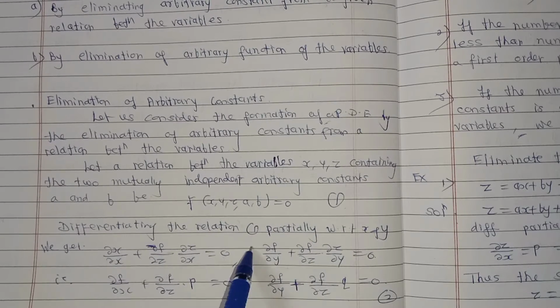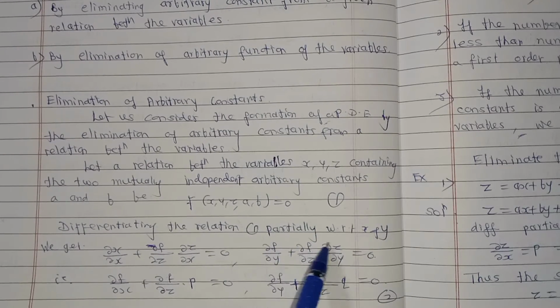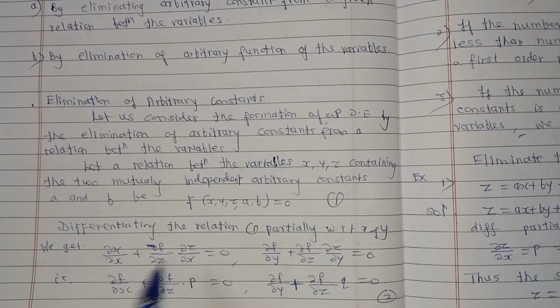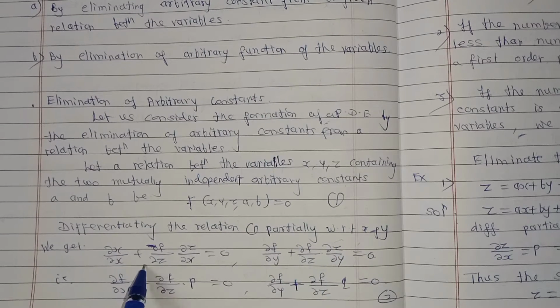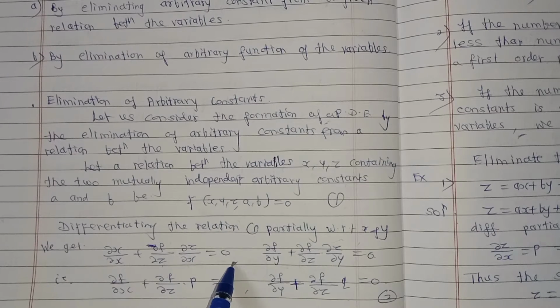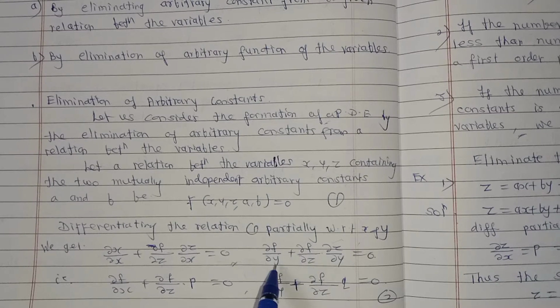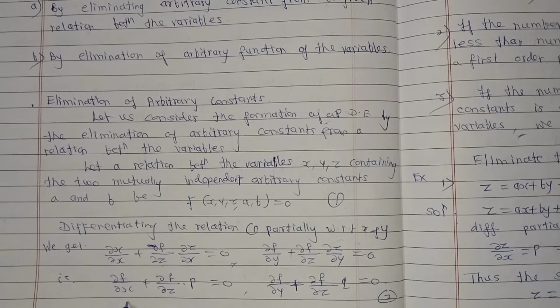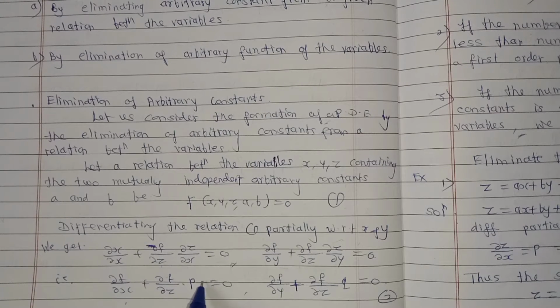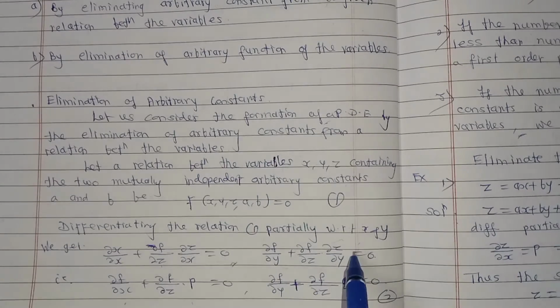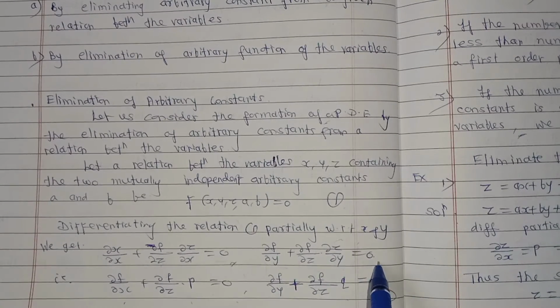Differentiating this relation 1 partially with respect to x and y, we get ∂f/∂x plus ∂f/∂z into ∂z/∂x equal to 0. That is, ∂f/∂x plus ∂f/∂z into p equal to 0. And another equation is ∂f/∂y plus ∂f/∂z into ∂z/∂y equal to 0.